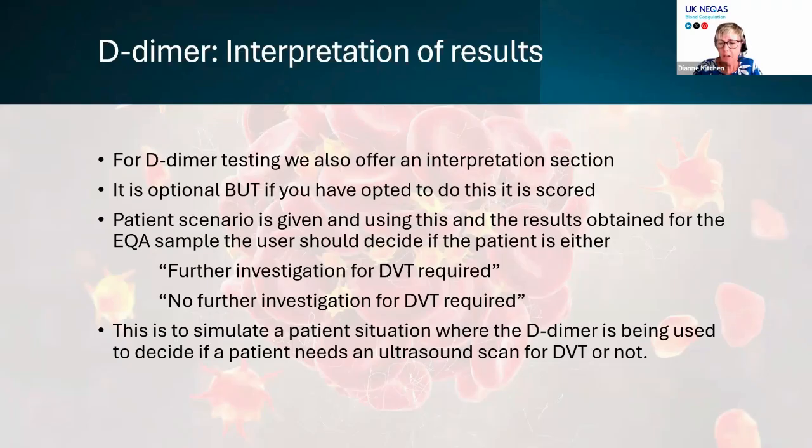So as part of our EQA, we ask them to measure the value, the number of the D dimer, but we also ask them for an interpretation. It is optional, but if you opt in to do this, we do actually score that interpretation, and we give a patient scenario to fit with the test, and they are required to say, is it further investigation or is it no further investigation? And we provide them with a Wells score that they should use. And this is to simulate what happens when a patient turns up and we test the D dimer, and we look to see whether we're going to refer them for an ultrasound or not.